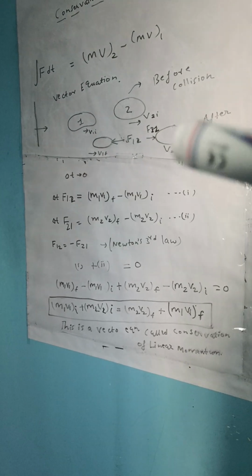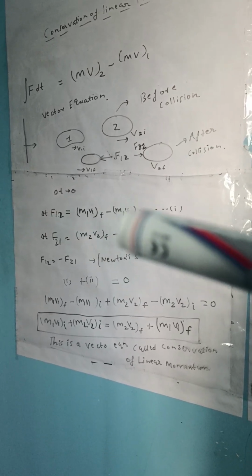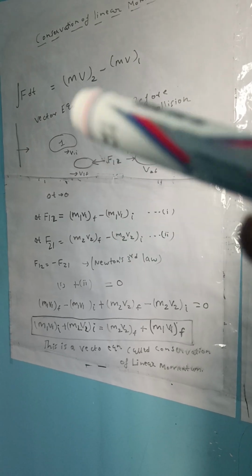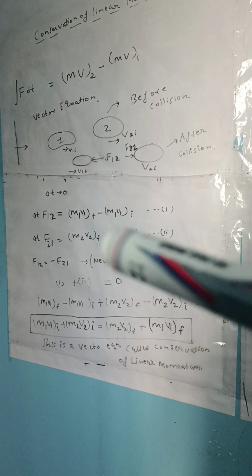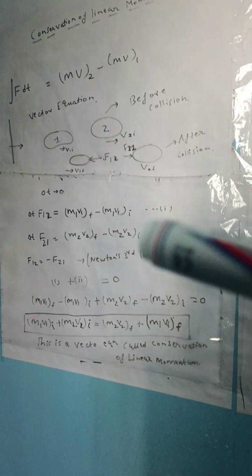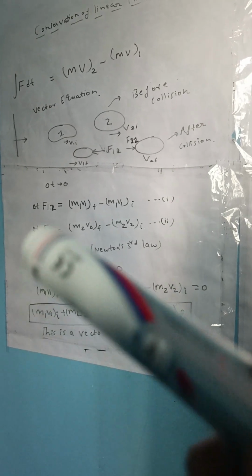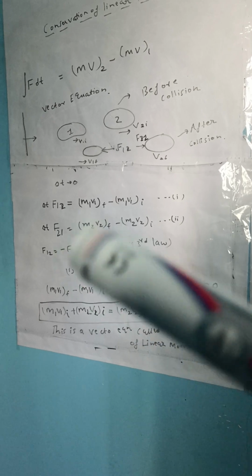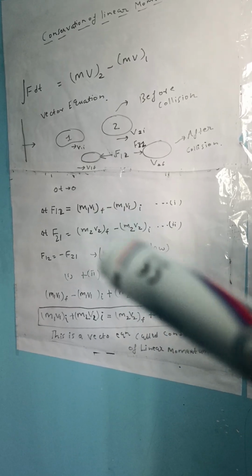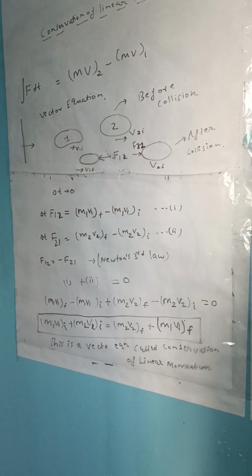F12 delta t, meaning force on body 1 due to body 2, times delta t, equals m1 v1 final minus m1 v1 initial, which is mv2 minus mv1, meaning final momentum of body 1 minus initial momentum of body 1. It is a vector equation. Similarly, delta t times F21, force on body 2 due to body 1, equals m2 v2 final minus m2 v2 initial. We apply the equation for body 2.